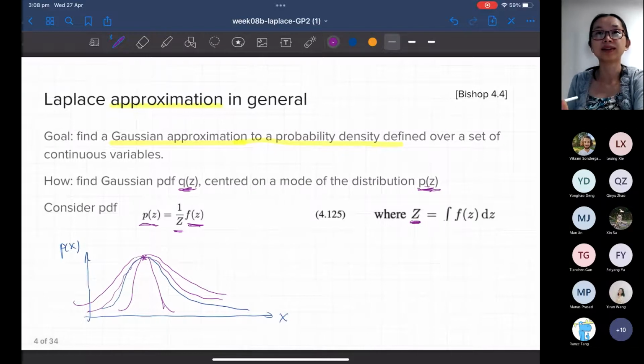So this content is going back to chapter 4. We're going to go through most of chapter 4.4 and 4.5 before coming back to the Gaussian process section.